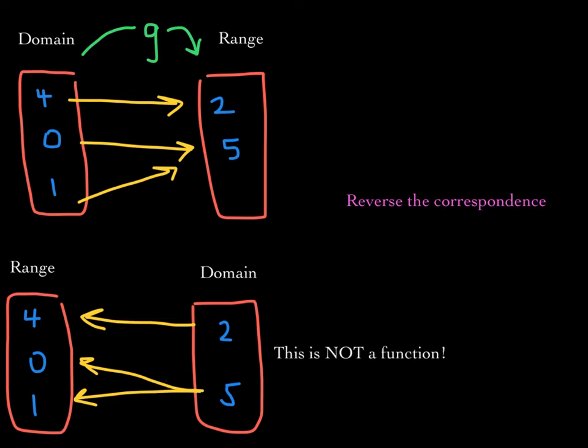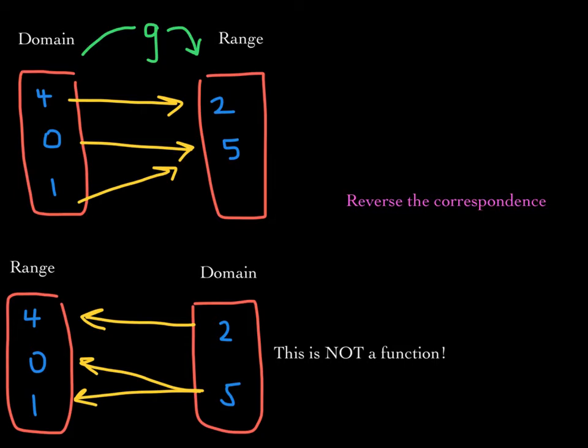So the question I have for you is, what must be true of the original function so that when you reverse the correspondence, you get another function? Well, I think it has to do with this correspondence here: 0 going to 5 and 1 going to 5. Although that did not disqualify this from being a function, when we reversed the correspondence, that's when we got into trouble. These two inputs have the same output, 0 goes to 5 and 1 goes to 5. That's fine, but when you reverse the correspondence, that creates a problem.